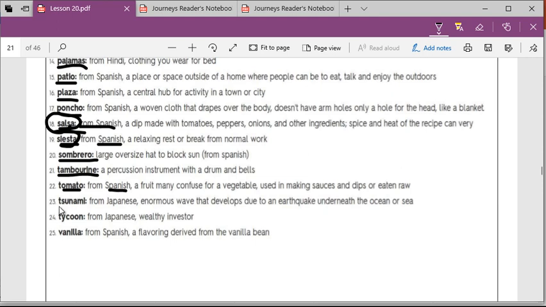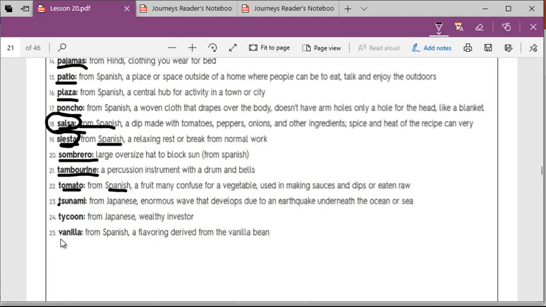Tsunami, and this word is very important because we don't pronounce the T. The T here is silent. We say tsunami. Tsunami, of course, it was an enormous wave that develops due to an earthquake beneath the ocean or the sea. It comes always in the water. Now, tycoon. Tycoon means someone who's got a lot of money, a wealthy investor, someone who's really, really rich. He's one of the richest people on earth.